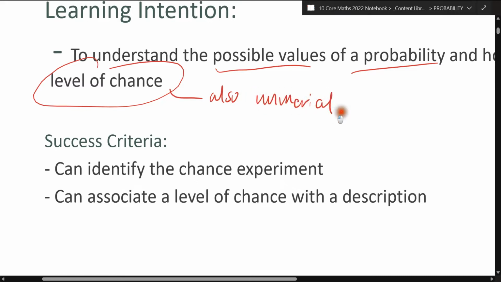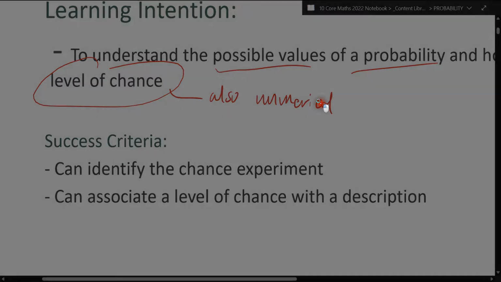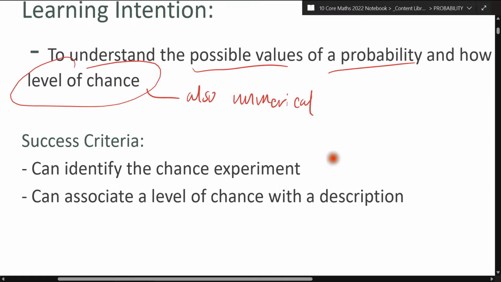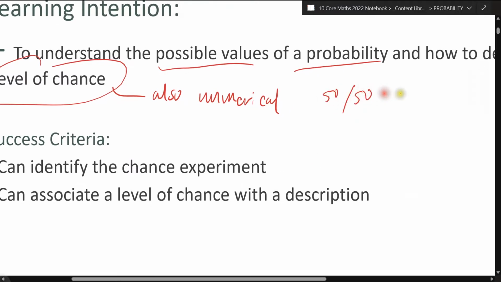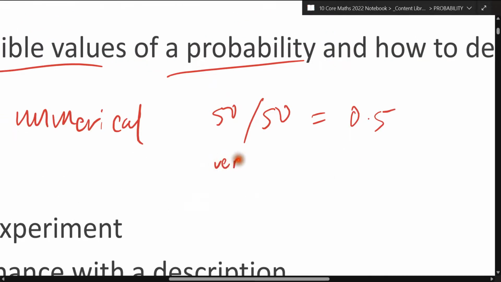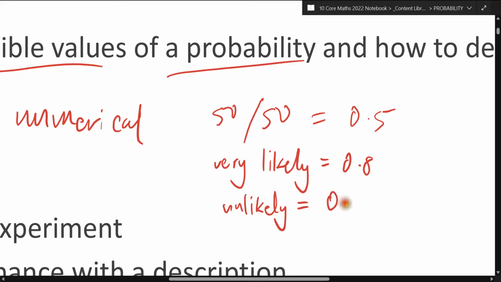Okay, so I'm going to write that down. It's also numerical. Okay, it can be a numerical value. Like, for example, 50-50, when you see this 50-50, it normally equals 0.5 as a chance, if you have a 50-50 chance of something happening. If you have something like definitely or very likely, let's use that, that could be represented as 0.8 in terms of it most likely happening. Or unlikely, these are just some examples, it could be like 0.2.